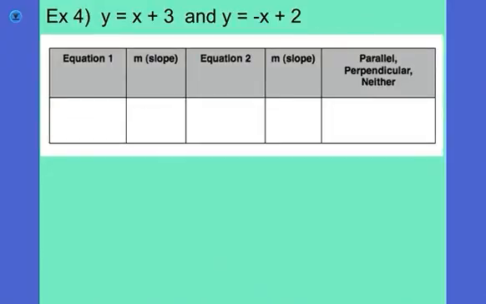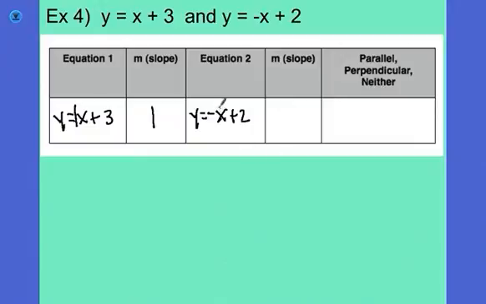Example 4, my first equation is y equals x plus 3. My slope is my number in front of x, and so if there's not a number there, I can write in an imaginary 1. So my slope for the first equation would be 1. For my second equation, I have y equals negative x plus 2.